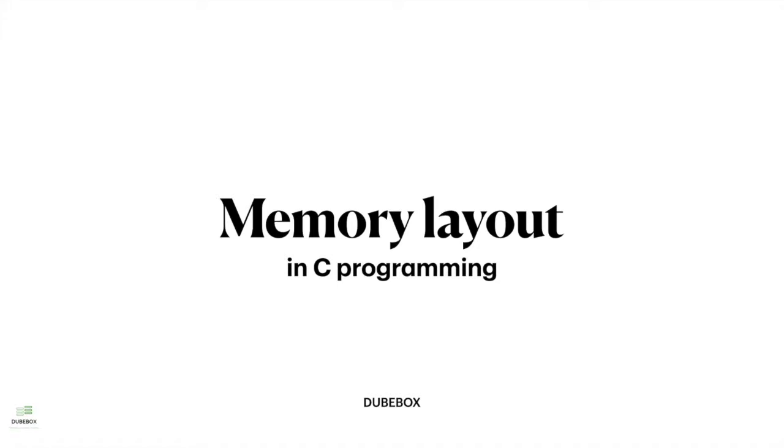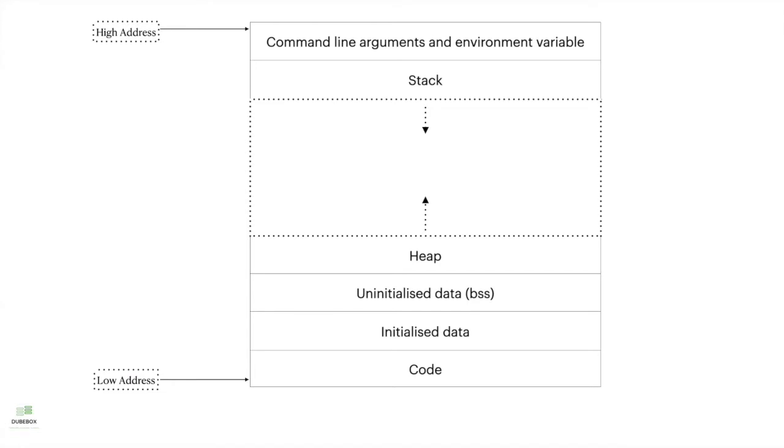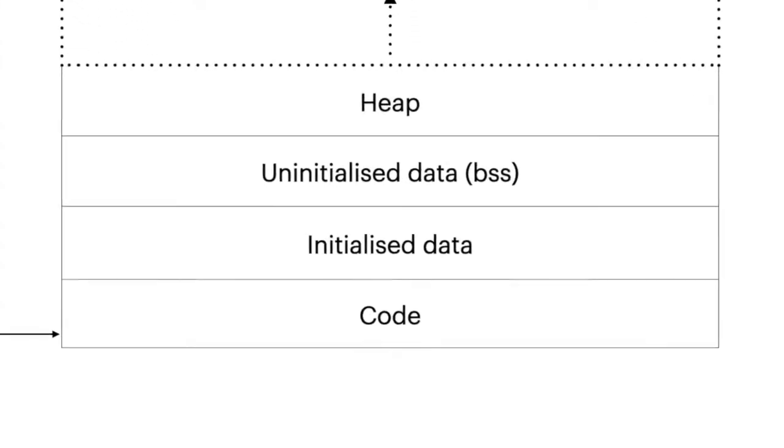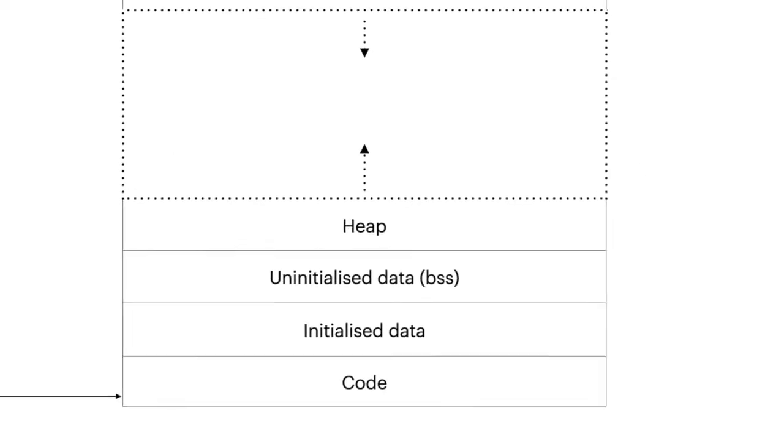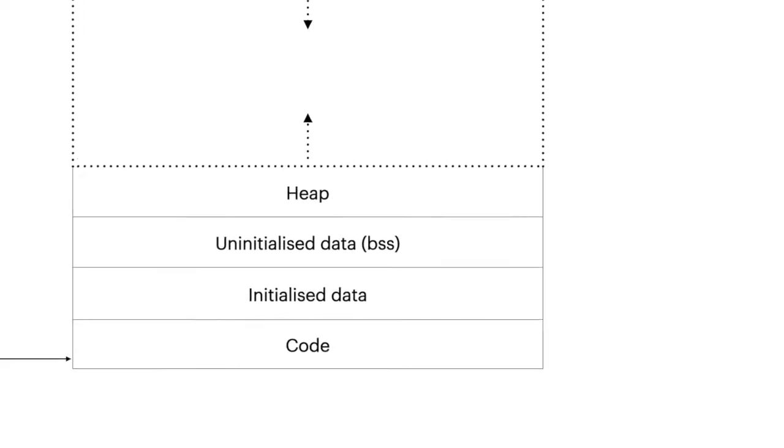In this video, we'll see memory layout in C programming and try to understand how virtual memory space is allocated to different sections. Here the code segment is at the bottom. Next, the initialized data segment is stored. Then the uninitialized data segment is stored.